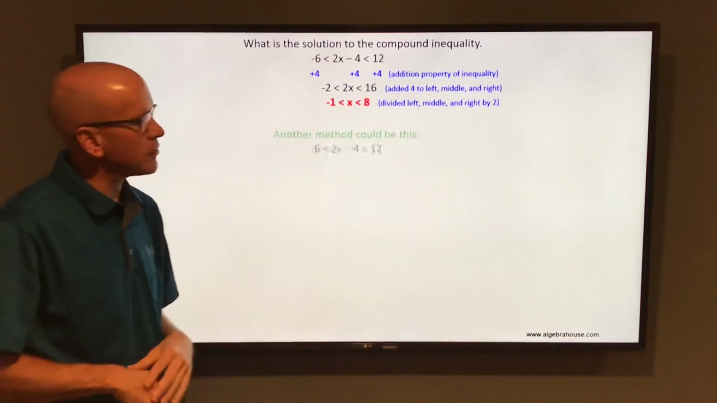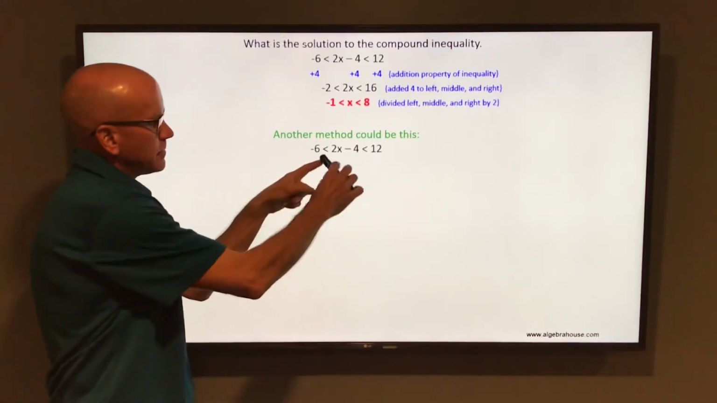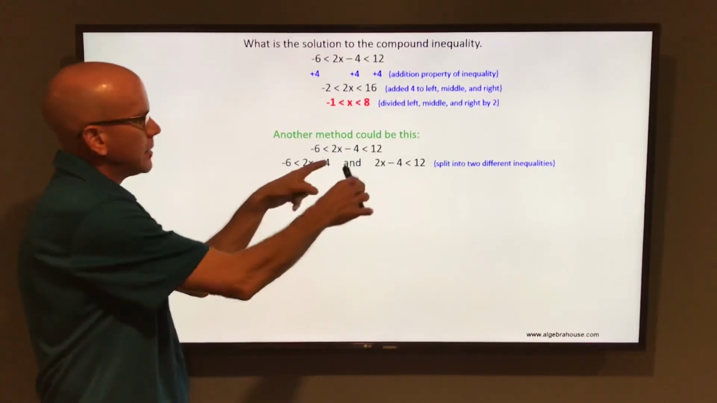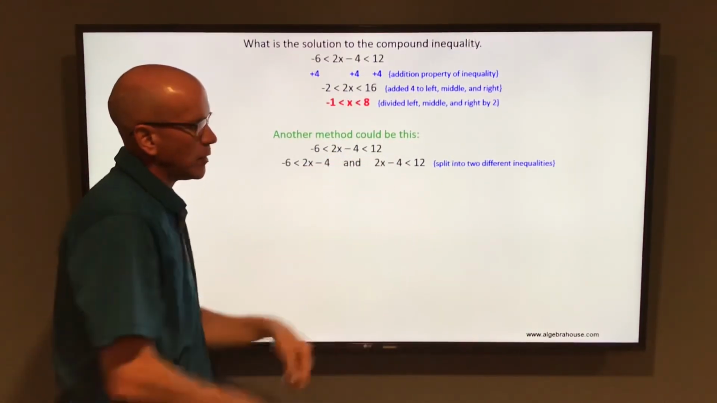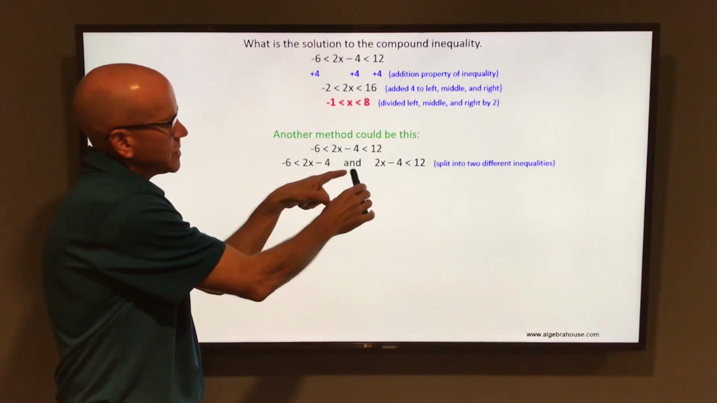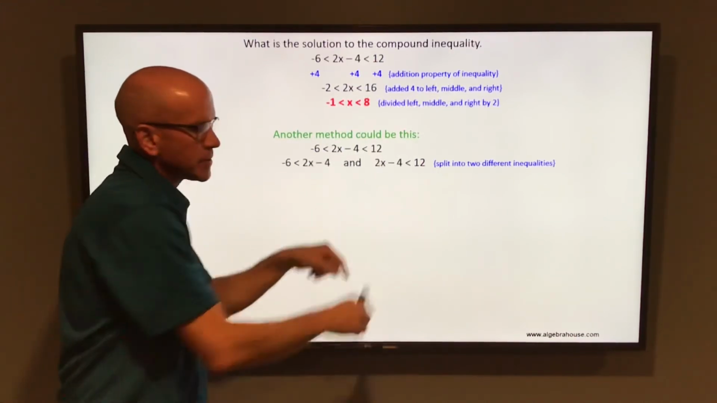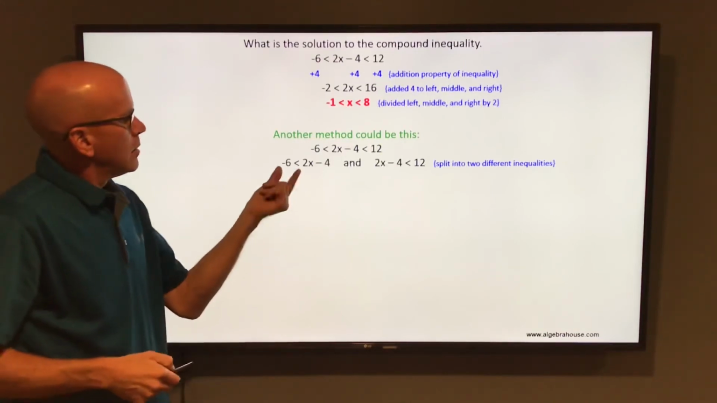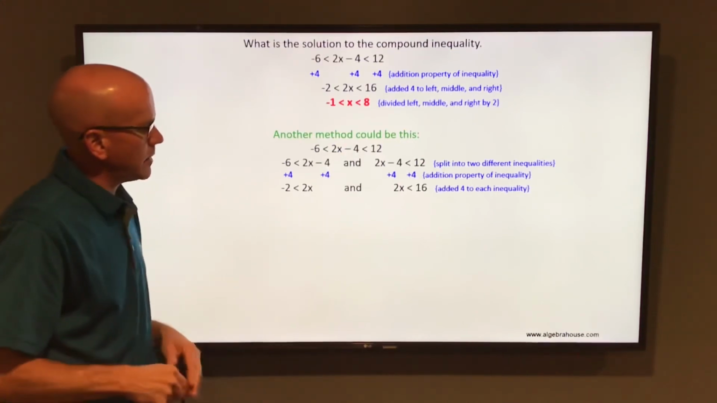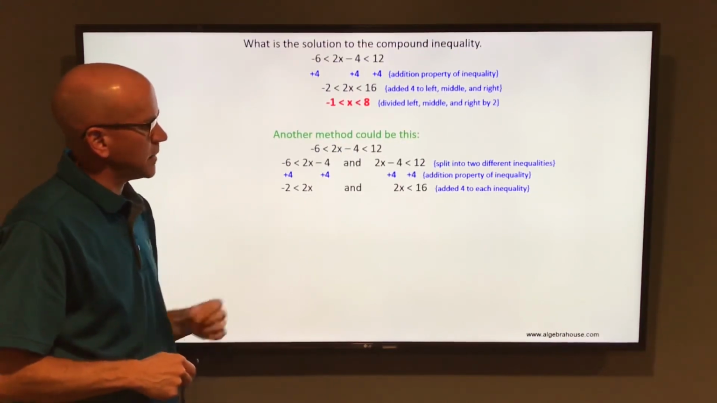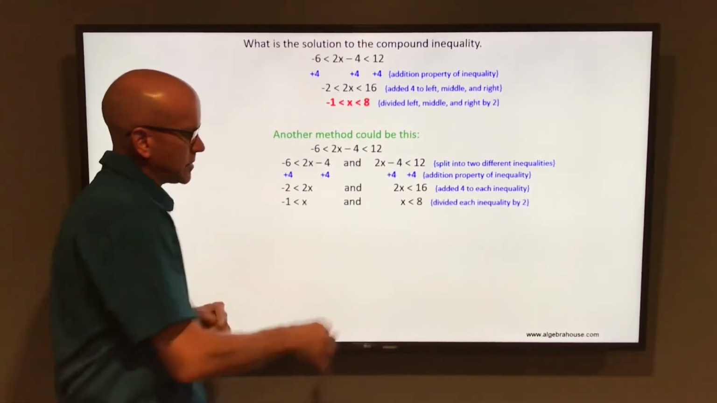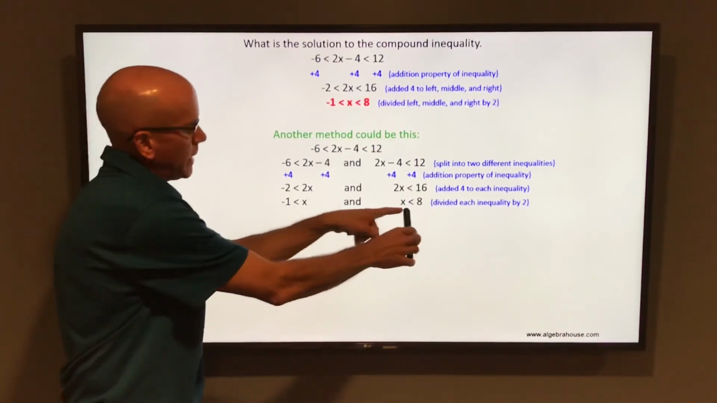So that's the way I would solve a compound inequality written together as one string. Here's another way. You could separate this. You could take this first part, -6 is less than 2x minus 4, and separate that from the second part, 2x minus 4 is less than 12. When it's written together as one string, it is an and inequality, and if it's an and inequality, you can separate it into two separate inequalities. On the first one, you solve for x, add 4, get -2 is less than 2x, and then divide each side by 2, you'd have -1 is less than x. Second one, add 4 to both sides, you get 2x is less than 16, and we end up with x is less than 8.